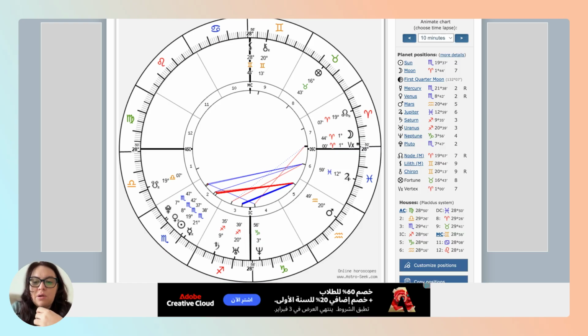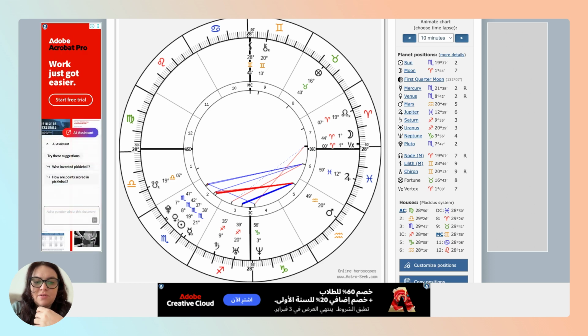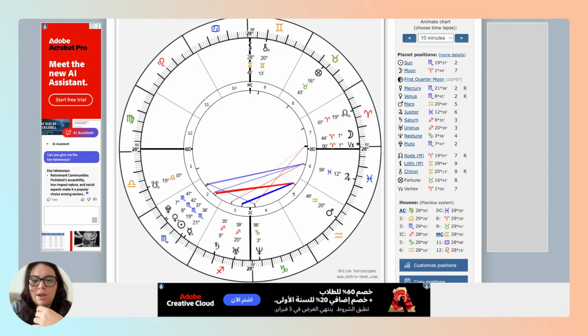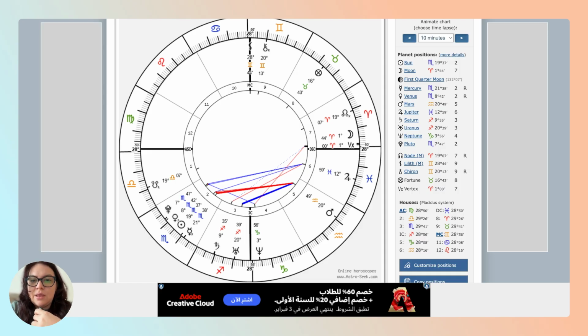My Mercury, how I communicate. Venus, how I love. Mars, how I action, how I go for what I desire. Saturn, my structure. Jupiter, how I expand. Uranus, how I reinvent myself. Neptune, where I transcend. And Pluto, how I transform.